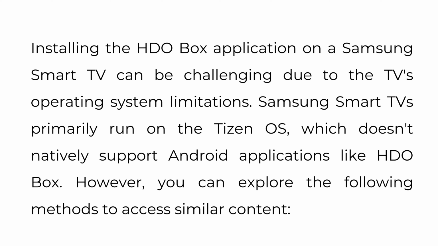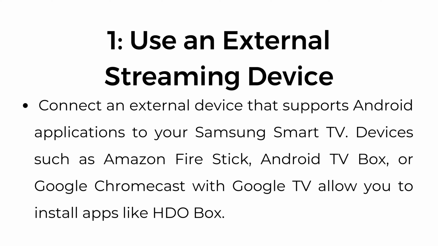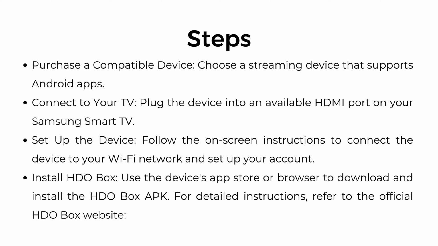However, you can explore the following methods to access similar content. Number 1. Use an external streaming device. Connect an external device that supports Android applications to your Samsung Smart TV. Devices such as Amazon Fire Stick, Android TV Box, or Google Chromecast with Google TV allow you to install apps like HDO Box. Steps. Purchase a compatible device. Choose a streaming device that supports Android apps.